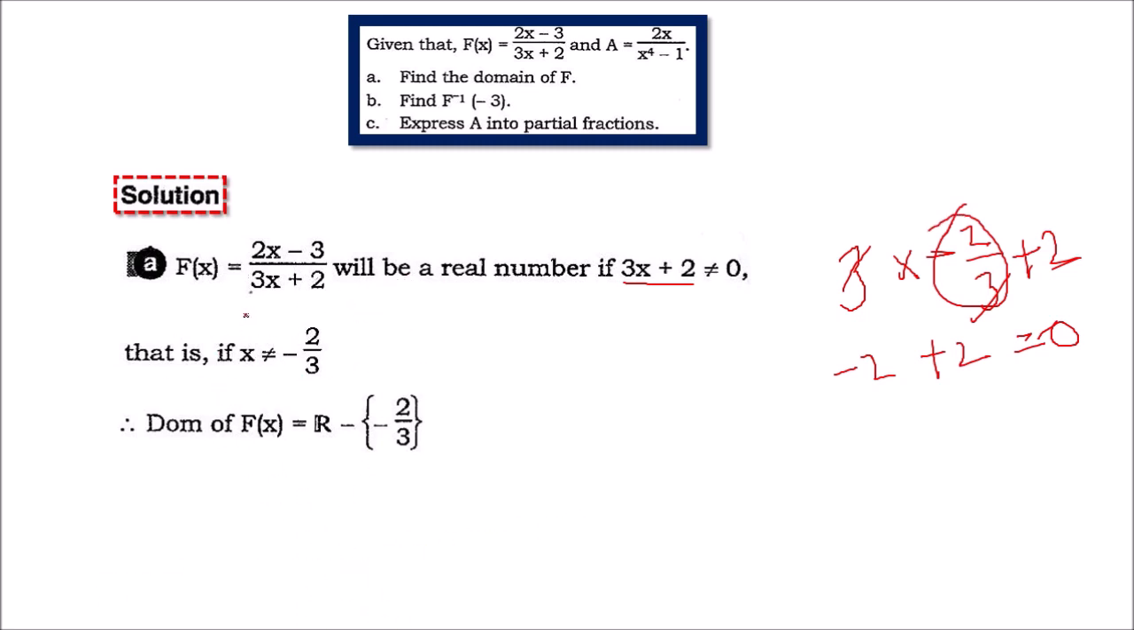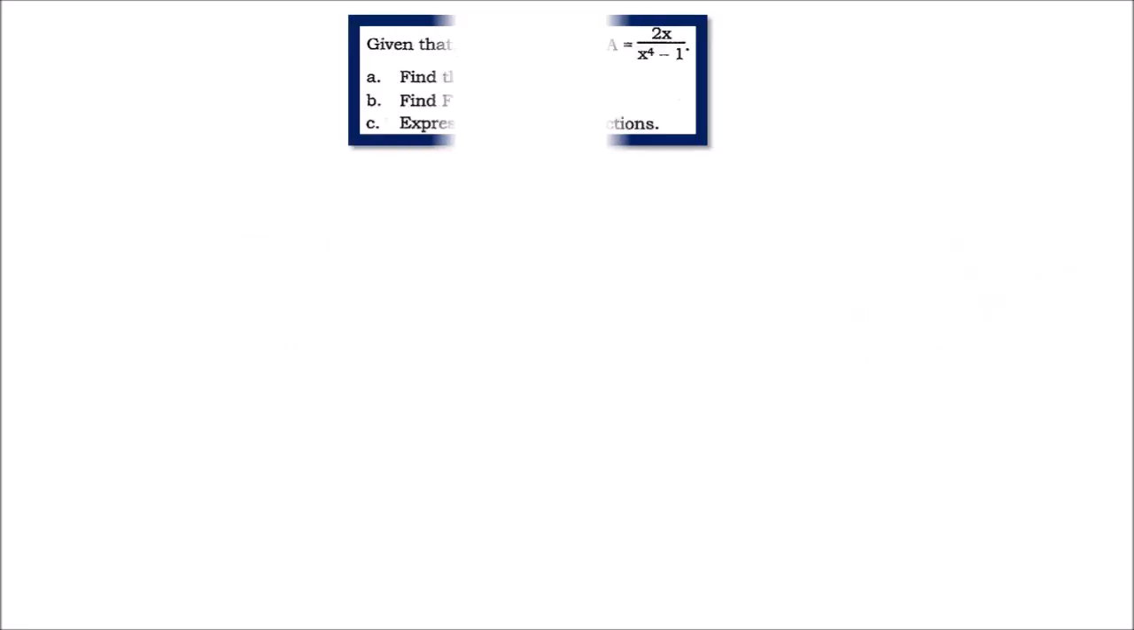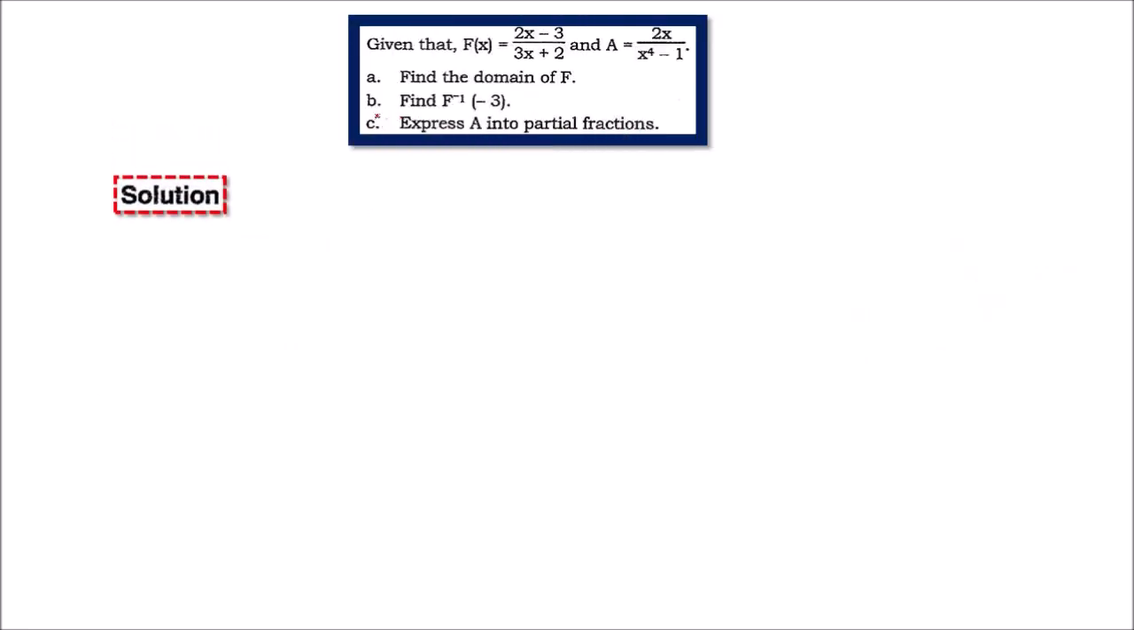So if I skip x equal to minus 2 by 3 from the real numbers, that will be our domain. So this is our answer of A. Okay, now question B: find f inverse of minus 3.